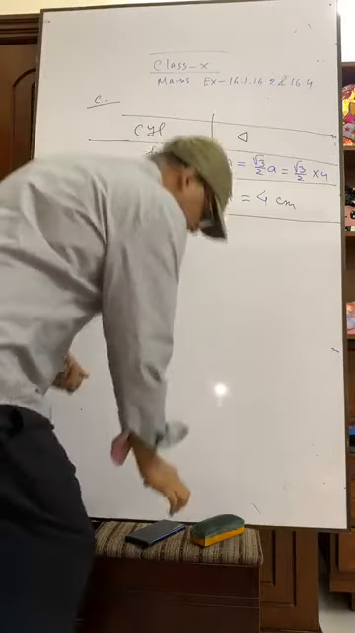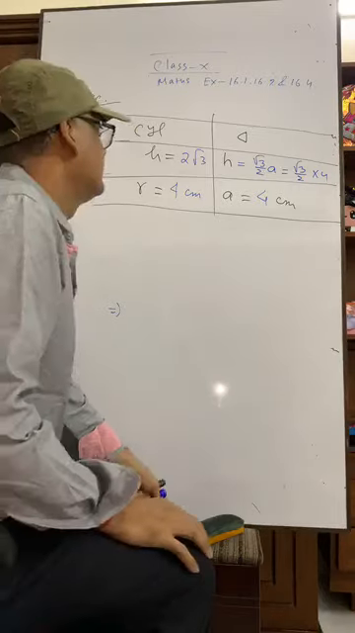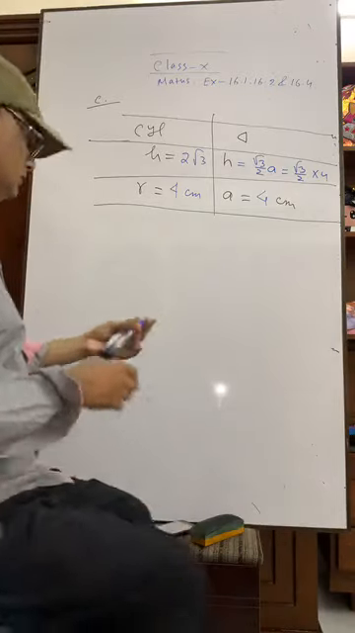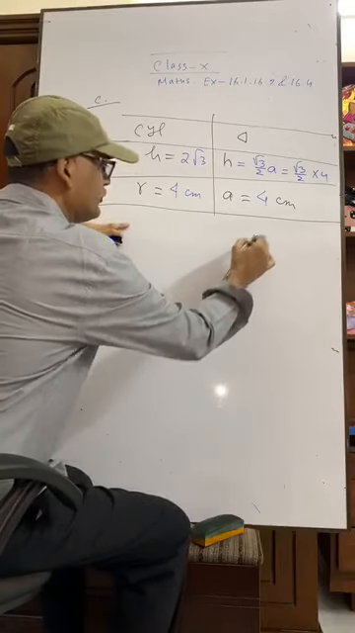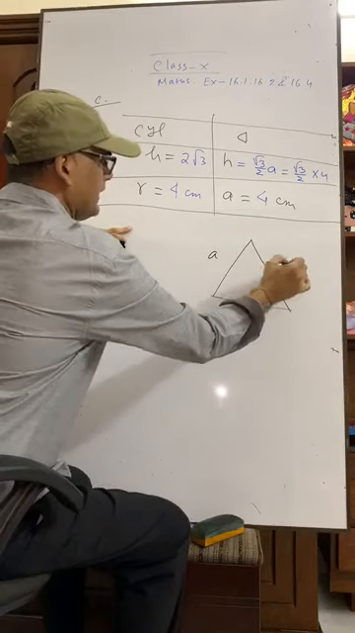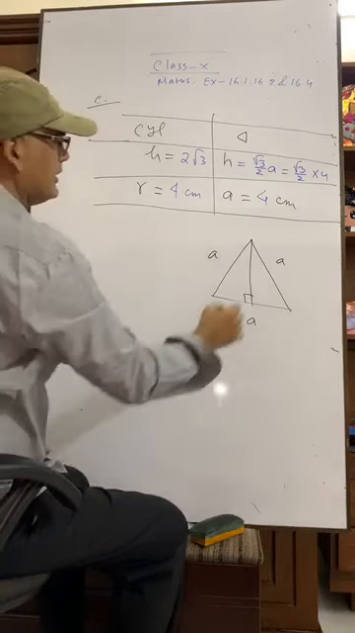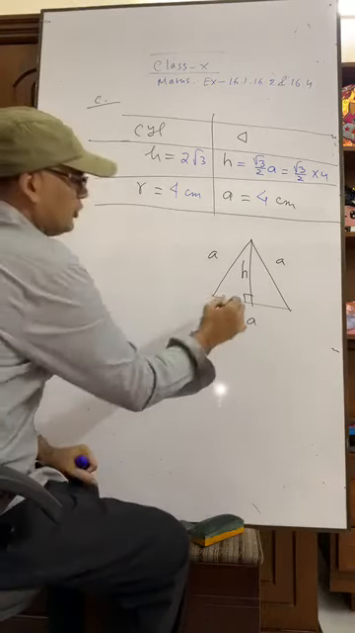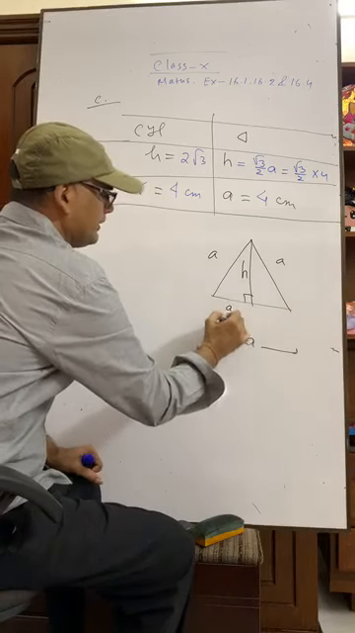Now a question may arise among you: how can we find that it is root 3 by 2 a? Okay, I am going to show you. Suppose an equilateral triangle. This is A, this is A. A perpendicular has been drawn, so we can call this the height. Now we have to determine the height. If this is A, then this half is A by 2.